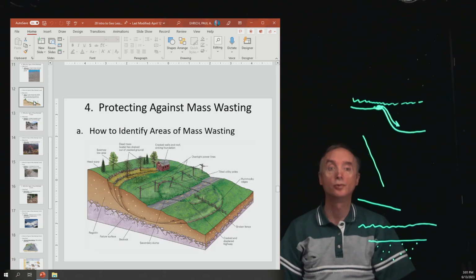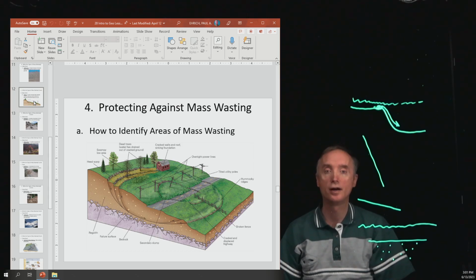Okay, let's take a break. When we come back, we're going to talk about what damage mass wasting can do, and then what we can do about it.